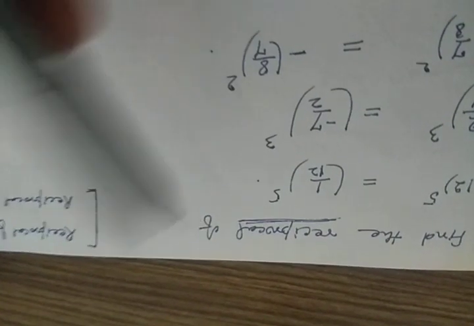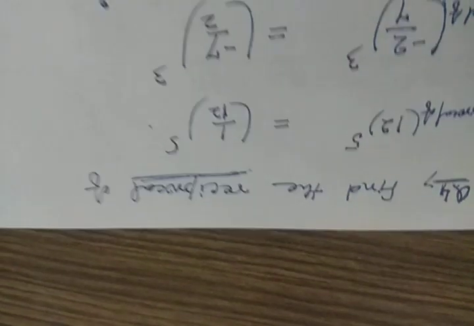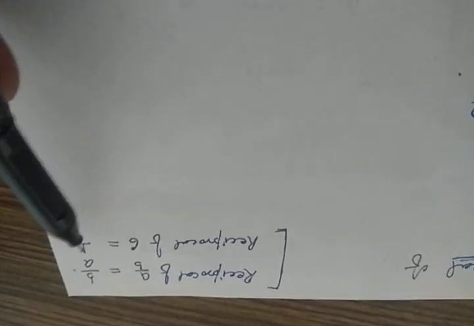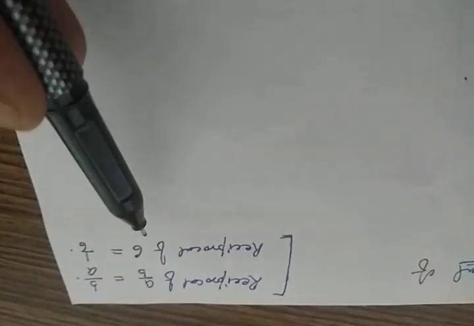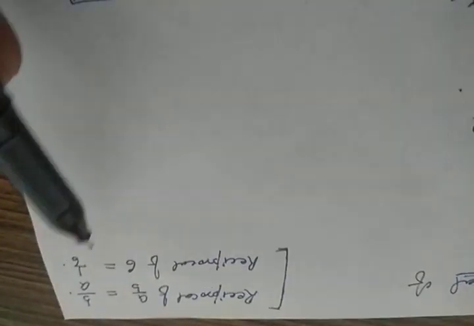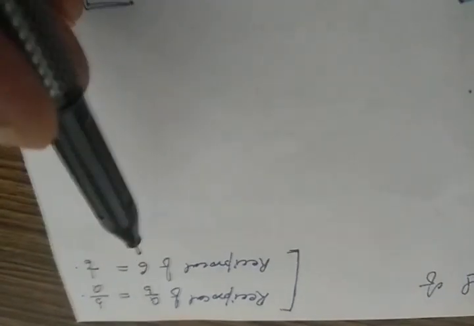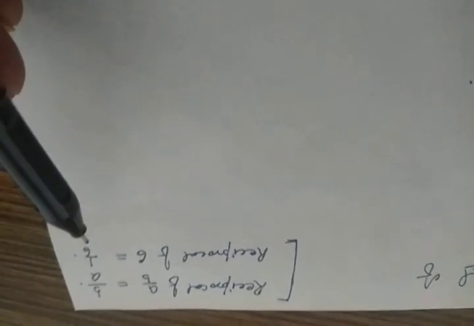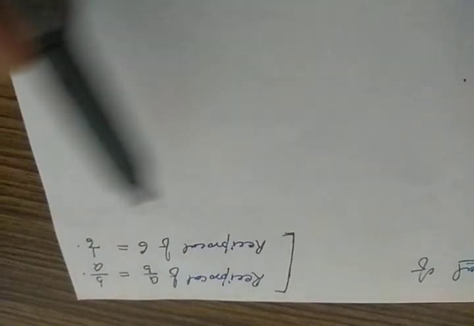See more. Now the question is: find the reciprocal of. What is the question? Find the reciprocal of. I think you know what a reciprocal is. The reciprocal of a by b can be written as b by a, or the reciprocal of 6 will be 1 by 6. As 6 can be written as 6 by 1, so that is 1 by 6. I think you know this one.